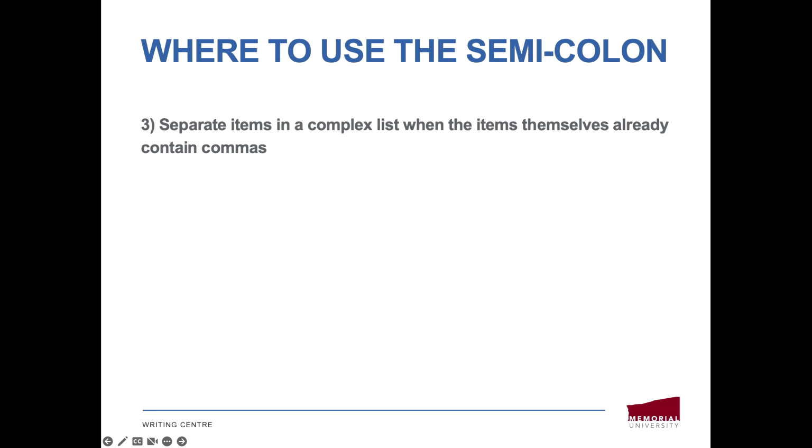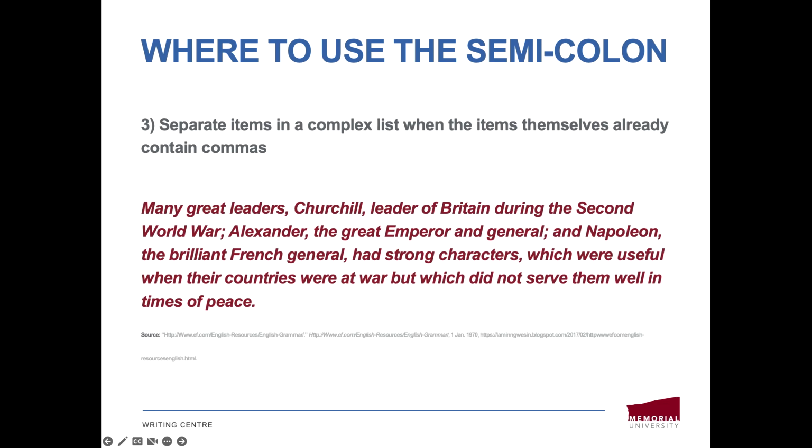When listing very complex sentence parts, it is important to use not only the semicolons, but also commas. Let's look at the sample sentence. Many great leaders, Churchill, leader of Britain during the Second World War; Alexander, the great emperor and general; and Napoleon, the brilliant French general, had strong characters, which were useful when their countries were at war, but which did not serve them well in times of peace.